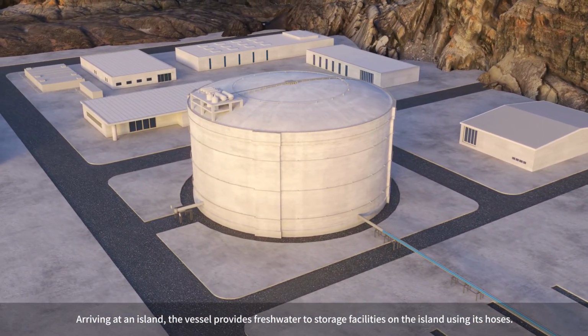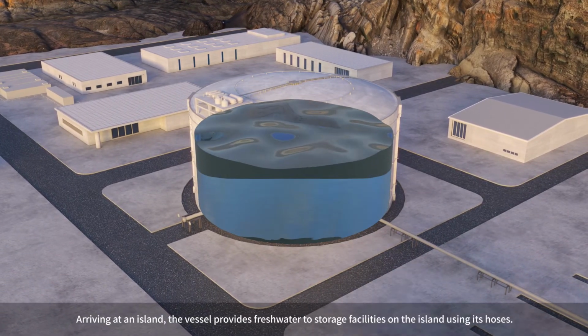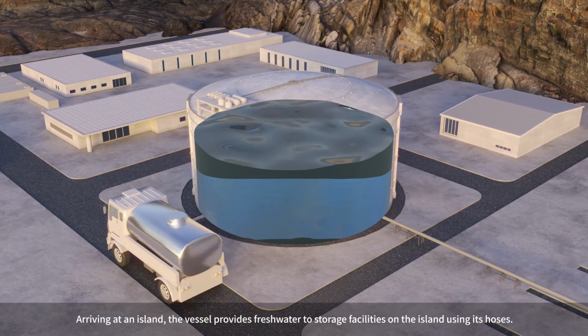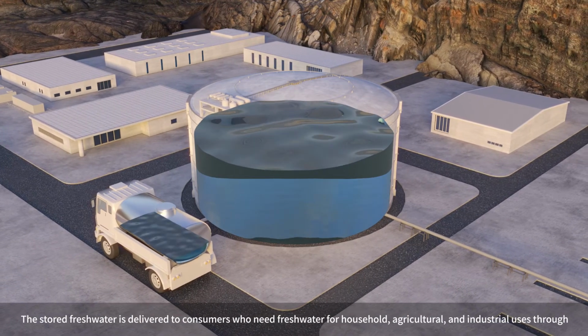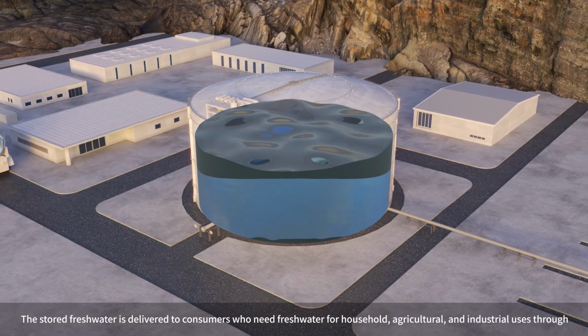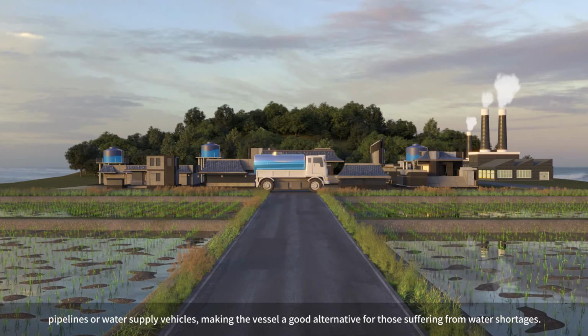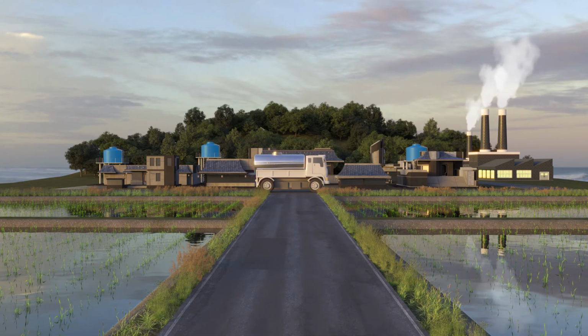Arriving at an island, the vessel provides fresh water to storage facilities on the island using its hoses. The stored freshwater is delivered to consumers who need freshwater for household, agricultural, and industrial uses through pipelines or water supply vehicles, making this vessel a good alternative for those suffering from water shortages.